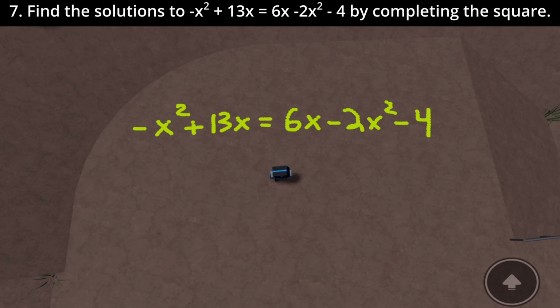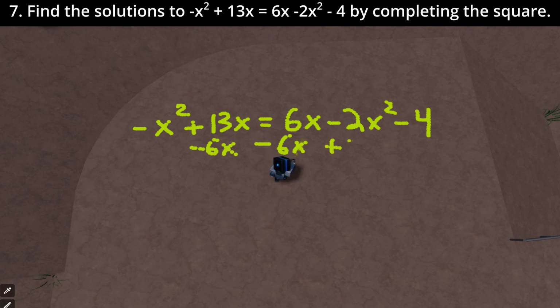To solve this by completing the square, I'm first going to subtract the 6x from both sides. And I'm also going to add a plus 2x squared to both sides. And what that does is that'll get the x terms on the left side of the equation, and I'll leave the minus 4 on the right side of the equation.